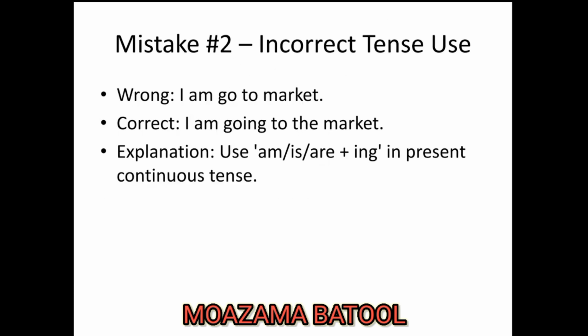So next, mistake number 2, incorrect tense use. Tenses mistake is a very common mistake. Sometimes students don't know where we use third form, where we use first form. So this is a very major mistake. For example, in the wrong sentence, "I am go to market." So let's correct it: "I am going to the market," because we use am, is, are plus ing in present continuous tense. This shows if we are doing something continuously, so we will use the ing form with the verb.